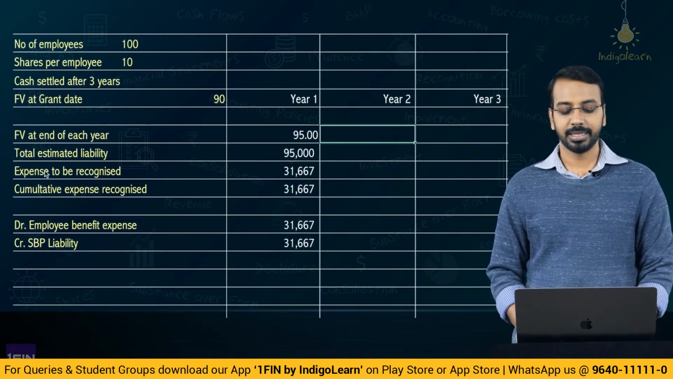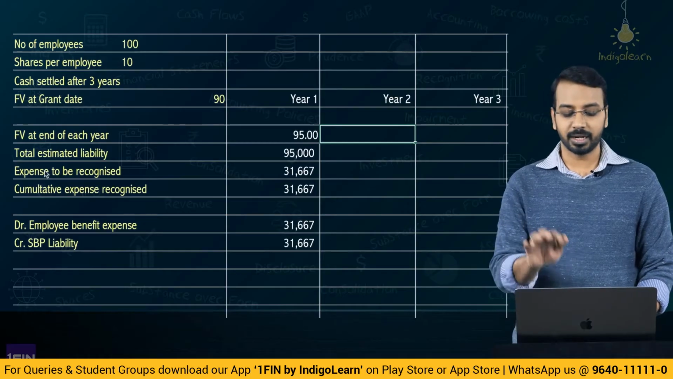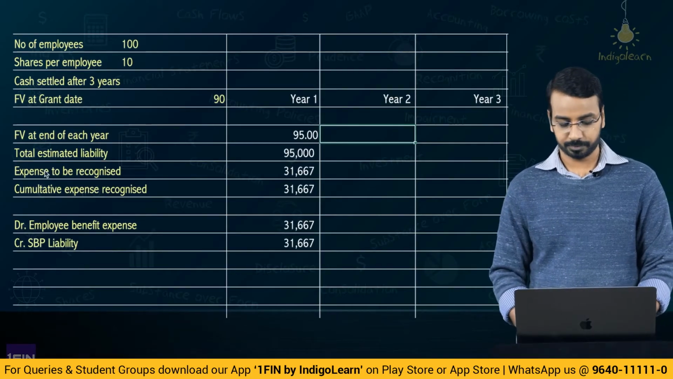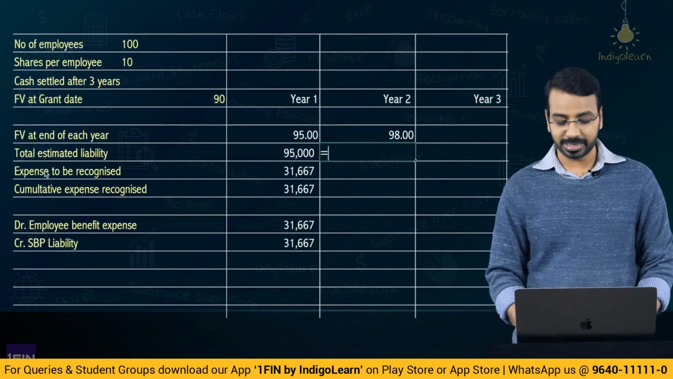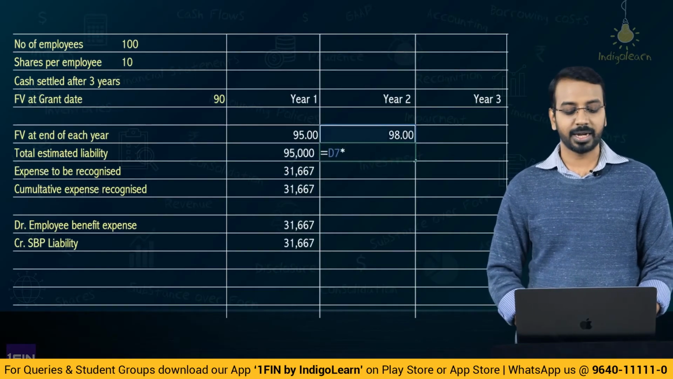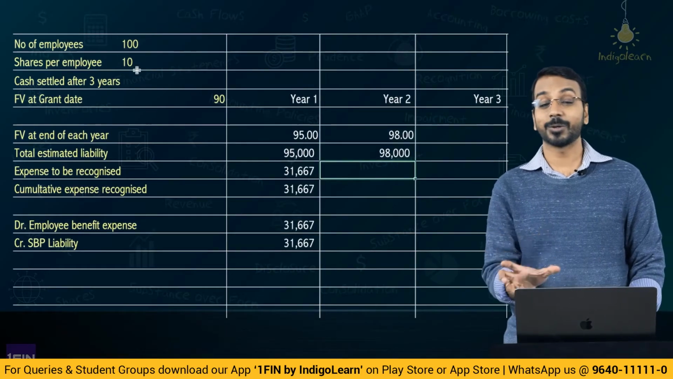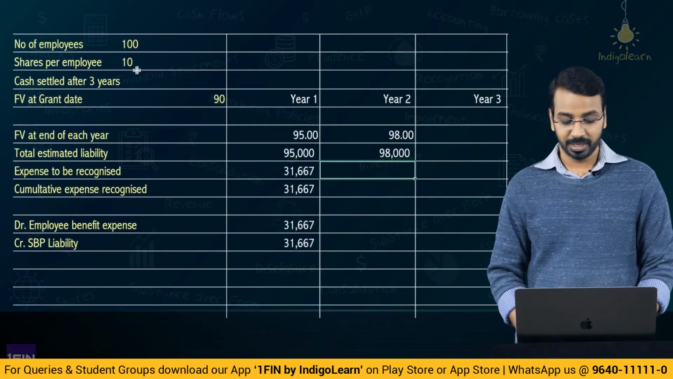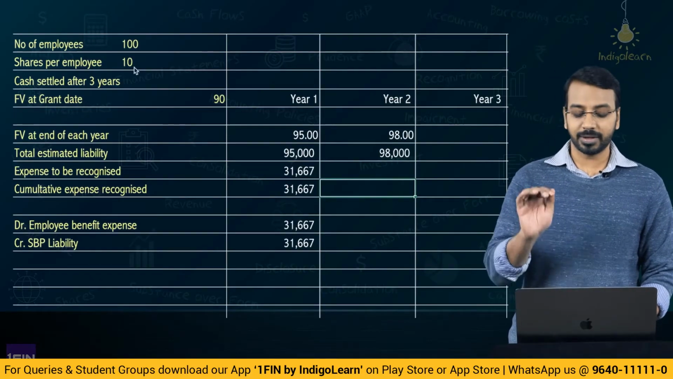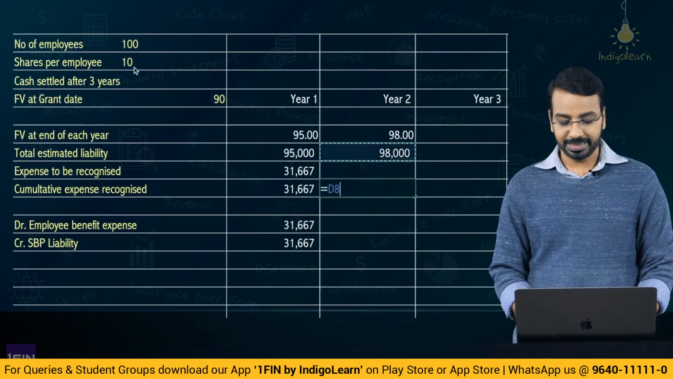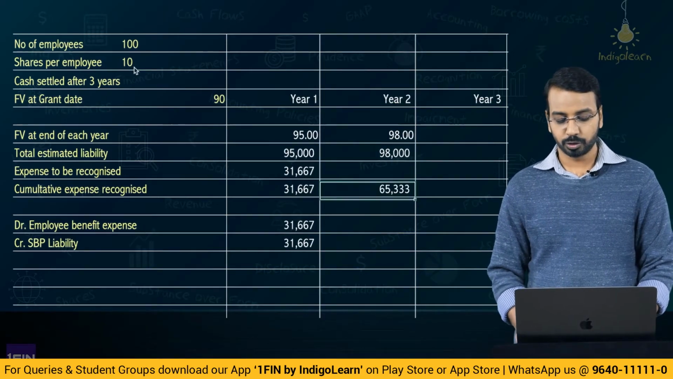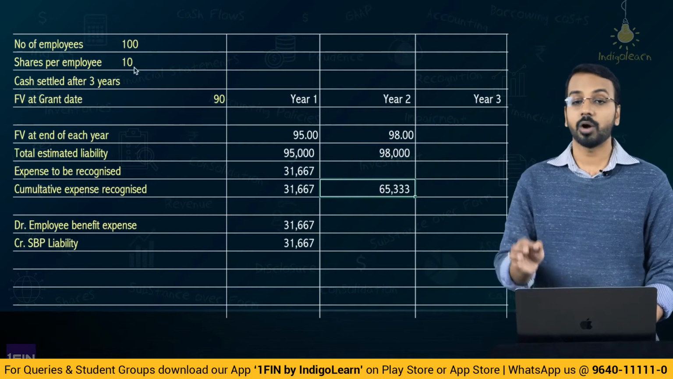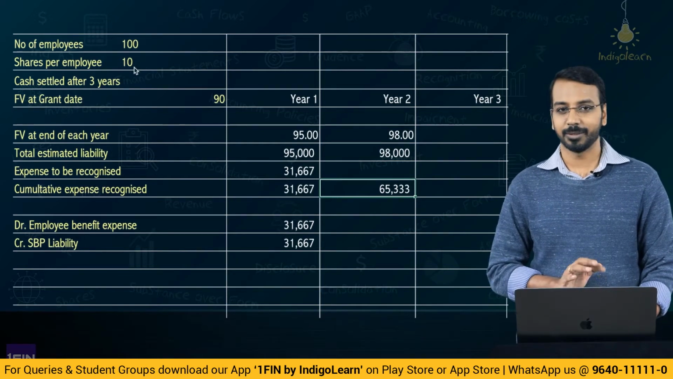Come to year 2. Let us say fair value at the end of year 2 is 98 rupees now. If it is 98, what is the estimated liability? 98 multiplied by 100 multiplied by 10, 98,000. This 98,000 is expense for 3-year period. Now what should be the cumulative expense recognized? 98,000 divided by 3 multiplied by 2, you should recognize cumulative expense of 65,333, correct?